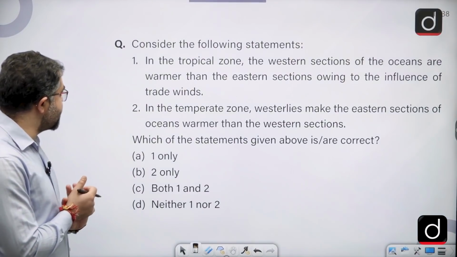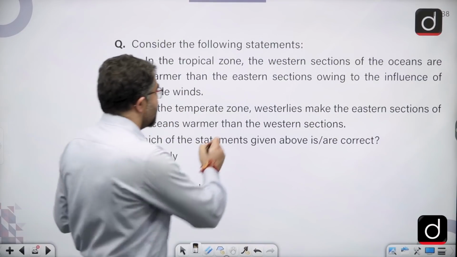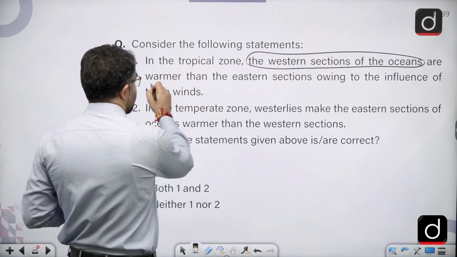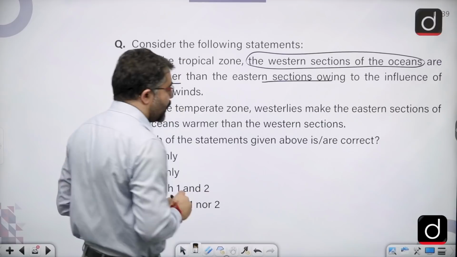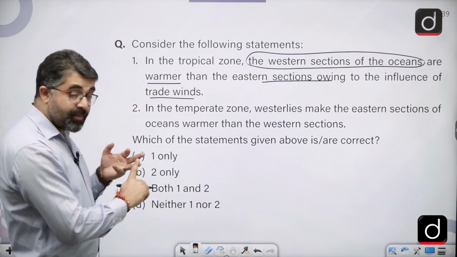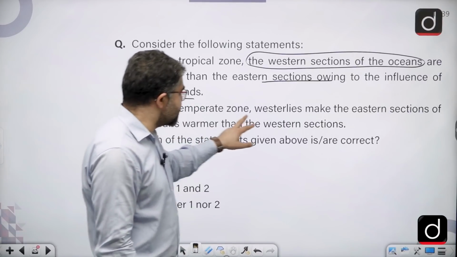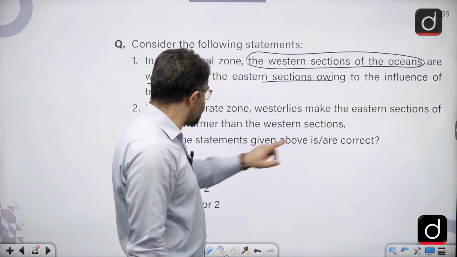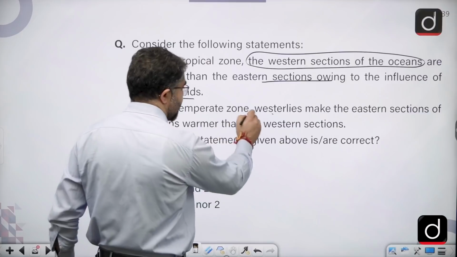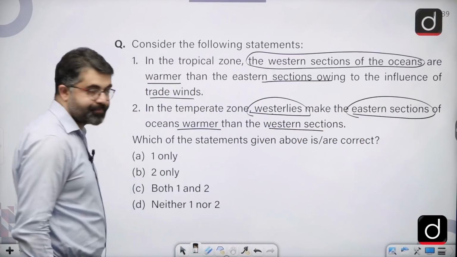Then one question from physical geography. It says, consider the following statements. In tropical zones, the western section of oceans are warmer than eastern sections owing to the influence of trade winds. Okay, the western section of the ocean is warmer owing to trade winds. The second statement says, in temperate zones, westerlies make eastern sections of the ocean warmer than western sections. Exactly the reverse thing happens.